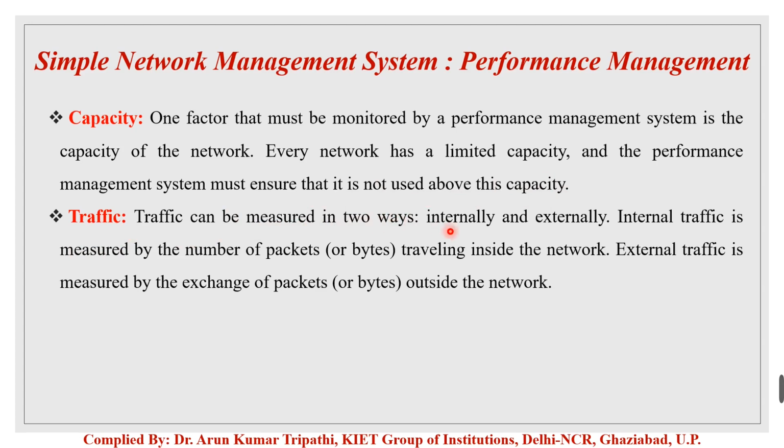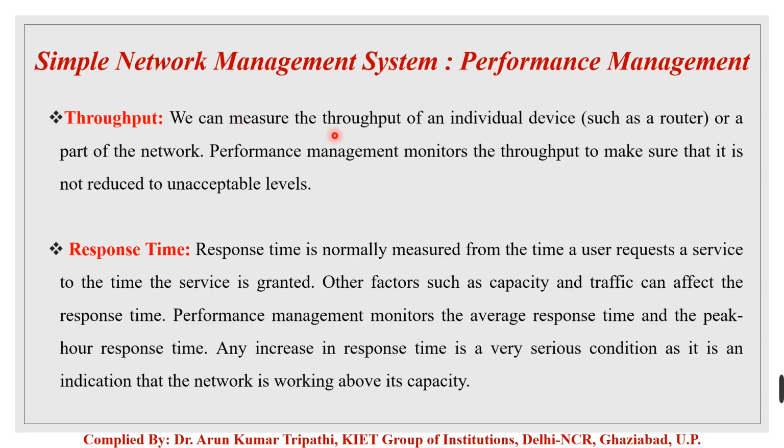Traffic can be measured in two ways: internally and externally. Internal traffic is measured in terms of the number of packets and bytes inside the network. External traffic is measured by the exchange of packets outside the network. Throughput we can measure for an individual device such as a router, server, etc., or a part of the network. The performance management system monitors the throughput to make sure that it is not reduced to unacceptable levels. Throughput must be up to an acceptable level.